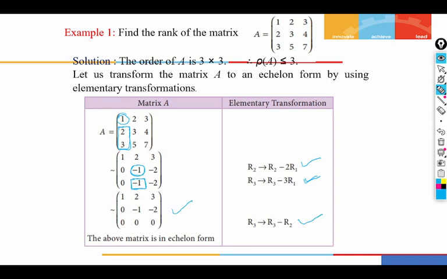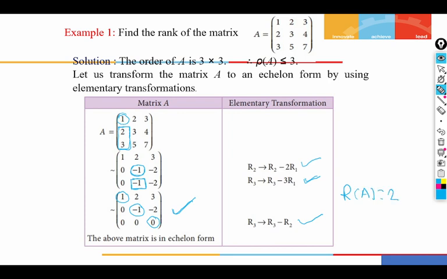And you'll observe we achieved the row echelon form. The matrix is in row echelon form because all the entries below the main diagonal are 0. How many zero rows are there? Now you'll observe the last row is a zero row. There are two non-zero rows. So what is the rank of this matrix? Rank of A is 2, and that is the end of the question.